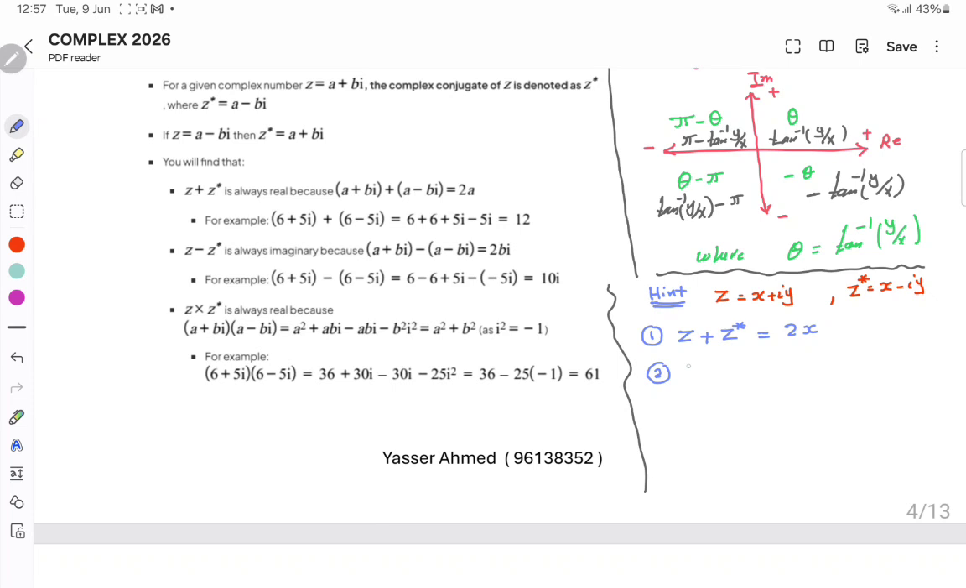The difference between the complex number and its conjugate always equals 2yi. The product of any complex number and its conjugate gives us only a real part, x squared plus y squared. The modulus of any complex number equals the modulus of its conjugate. The argument of any complex number equals the negative argument of its conjugate.